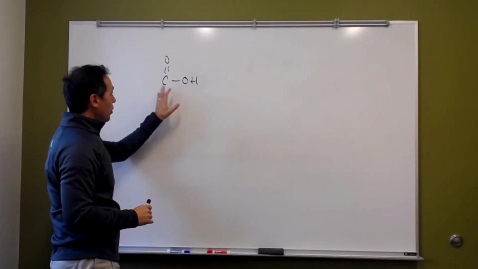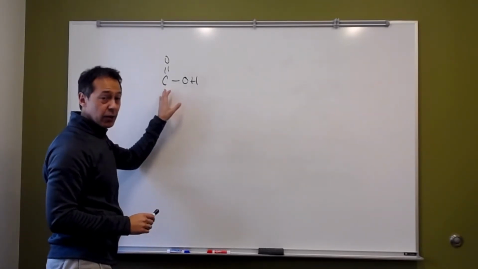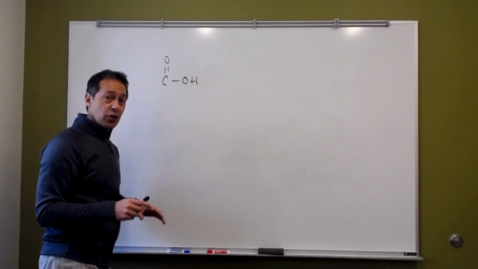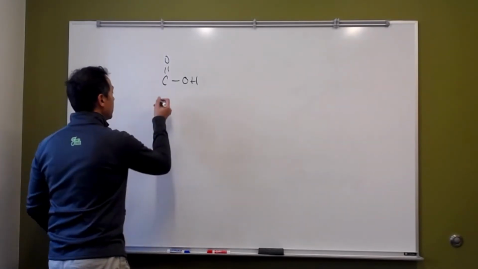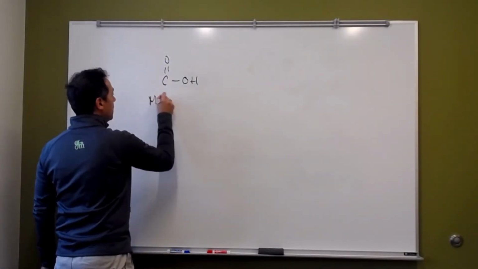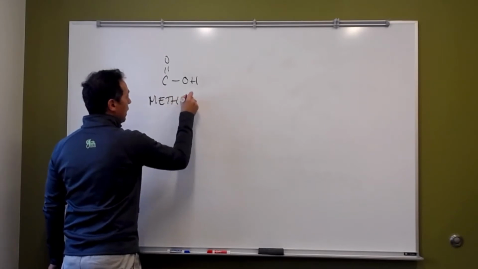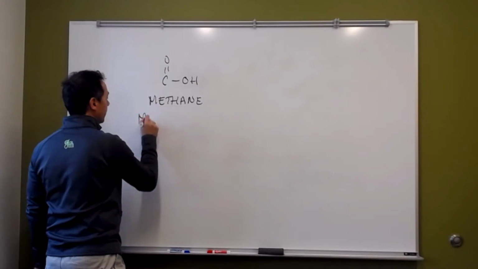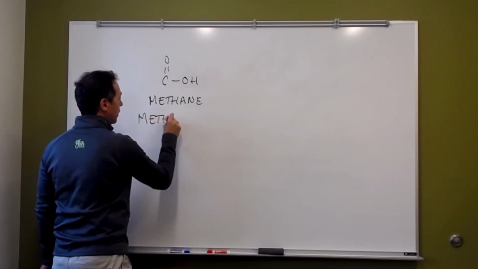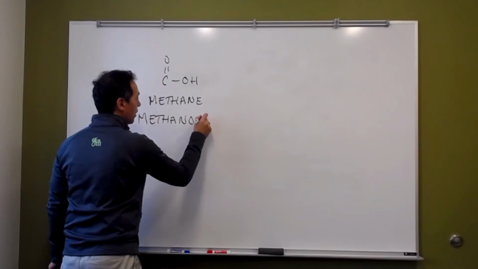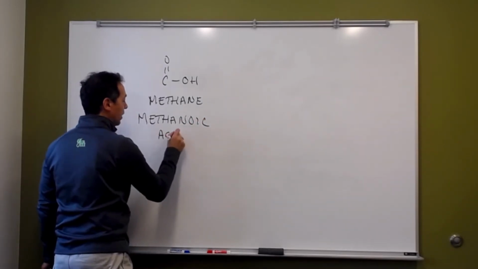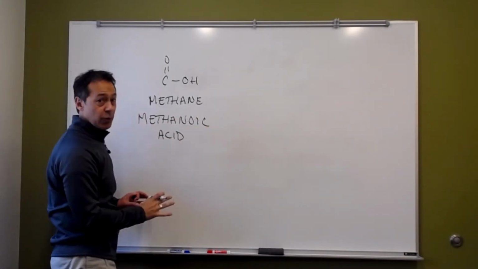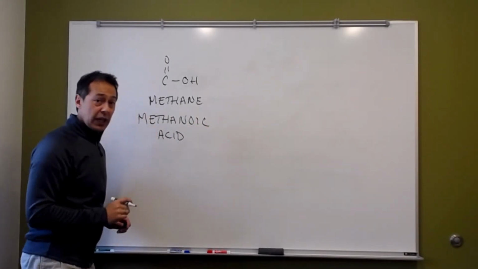So this here with only one carbon atom would have the base root of methane, but then we change the ending to oic acid. So instead of methane, M-E-T-H-A-N-E, this becomes methanoic acid. And there'd be a space between the C and the A here. They're two separate words. So this becomes methanoic acid.